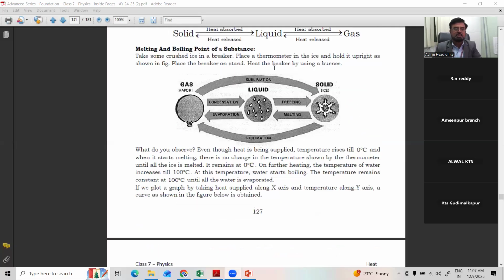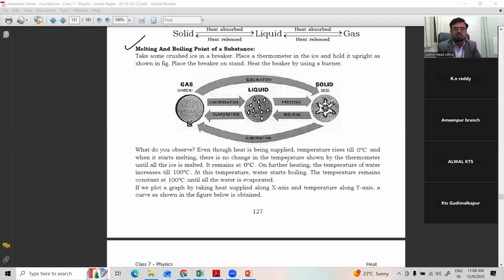During this change of state, some terms will come. You can use some terminology for the change of state. The first is melting and boiling points of a substance. Take some crushed ice in a beaker. Place a thermometer in the ice and hold it upright, as shown in the figure. Like this. Solid ice pieces are kept here and you have to measure with the thermometer. Place the beaker on the stand. Heat the beaker using the burner. Right? What do you observe?